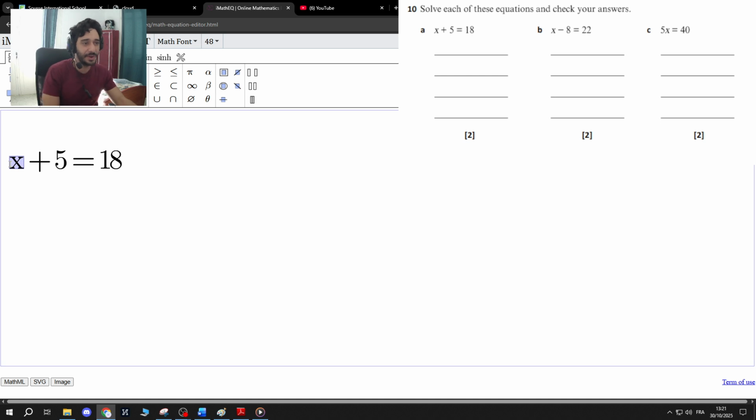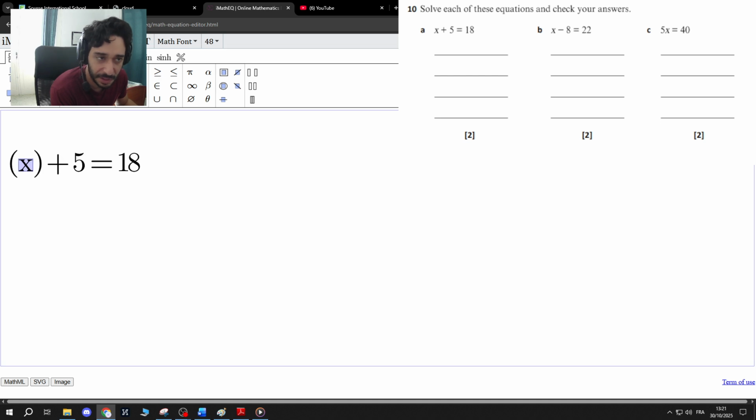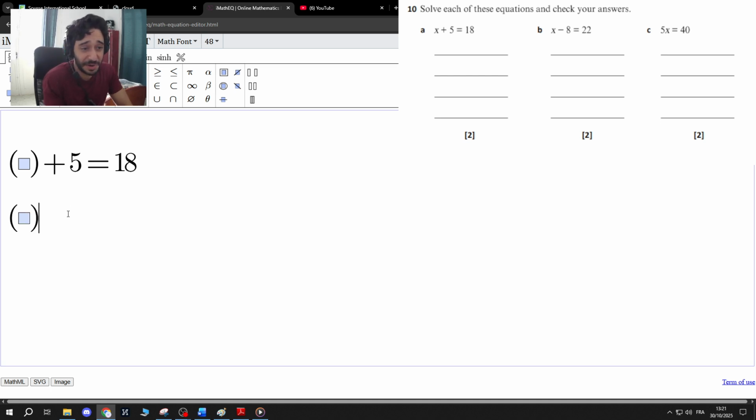X is an unknown number, it's a variable. You might be familiar with this because you've seen this in primary subconsciously. Usually they'd give you an empty square, right? And they'd say, hey, if an empty square plus 5 equals 18, what is that empty square? And usually you'd say, oh my God, that's very easy, right? That empty square is probably 13, right? So x is 13. But now, how can we solve an equation the algebra way?